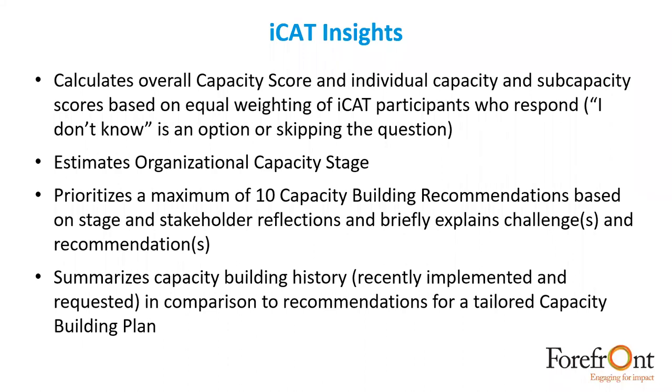And then what you'll see in the report, which we'll dig into in just a second here, is a few different areas. So the iCAT generates an overall capacity score as well as individual capacity and subcapacity scores. It includes an estimation of an organizational capacity stage, or it's sort of a snapshot of a developmental stage, and provides up to 10 capacity building recommendations. And those are based both on the stage and the stakeholder reflections, the survey taker reflections. And we'll take a look at some samples of those.